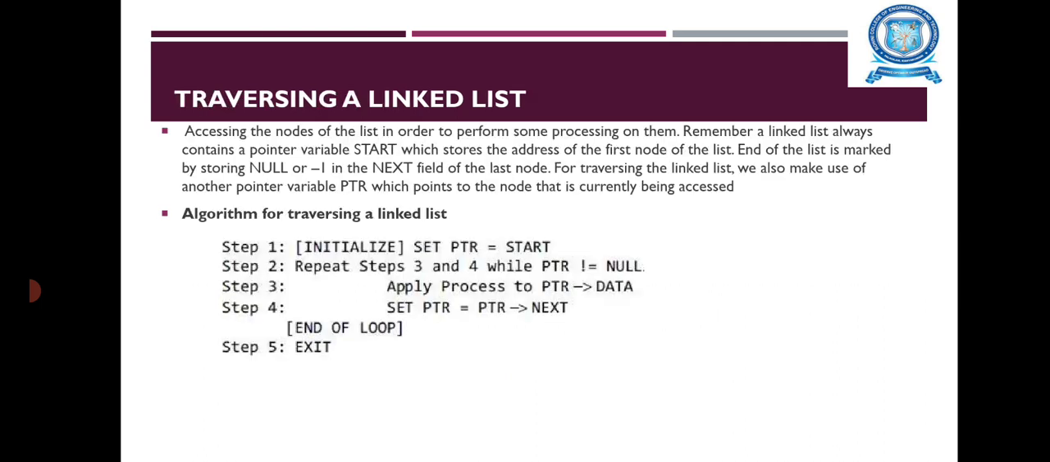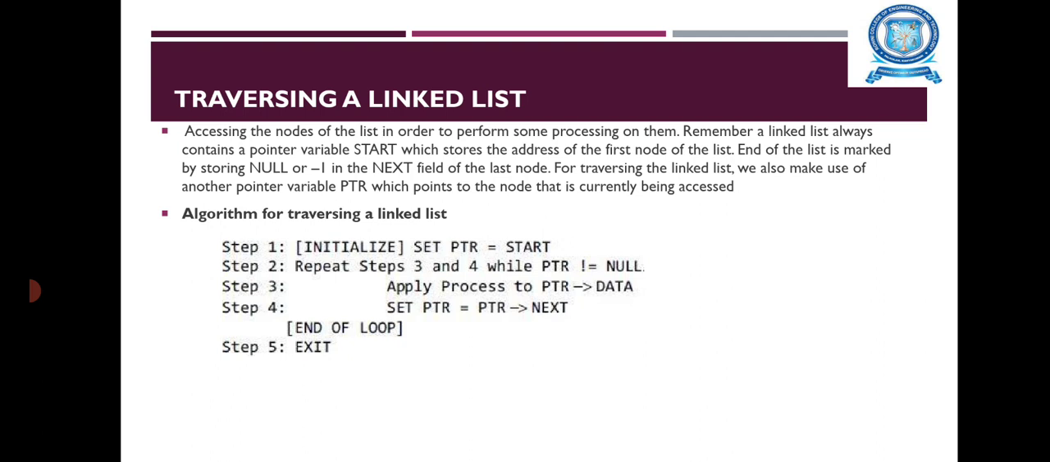Traversing a linked list means accessing the nodes of the list in order to perform some processing on them. A linked list always contains a pointer variable start which stores the address of the first node of the list. The end of the list is marked by storing the null value. It is marked as X, that means null, in the next field of the last node.